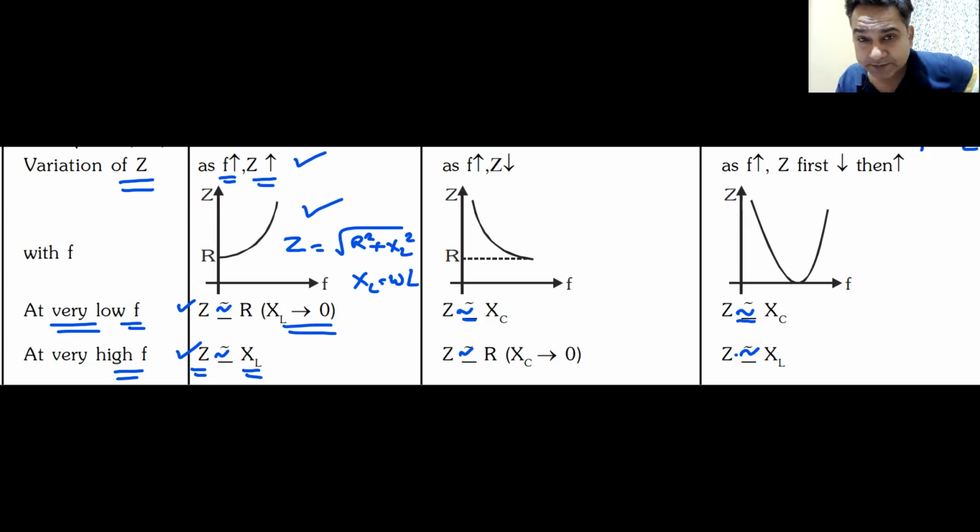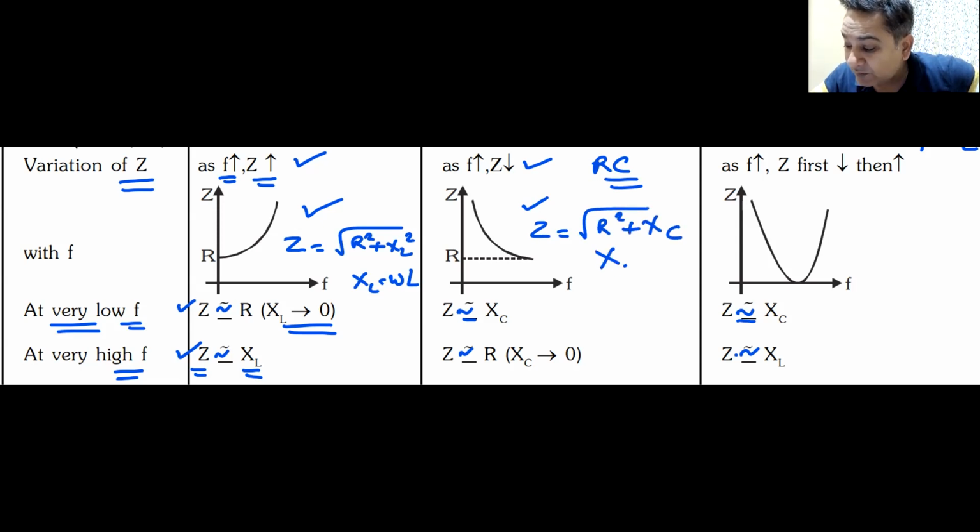I hope you understand this. Similarly, for an RC circuit, when the frequency increases, Z decreases. Remember, Z here is equal to the square root of R squared plus XC squared, and XC is 1 by omega C. So when omega increases, XC decreases.